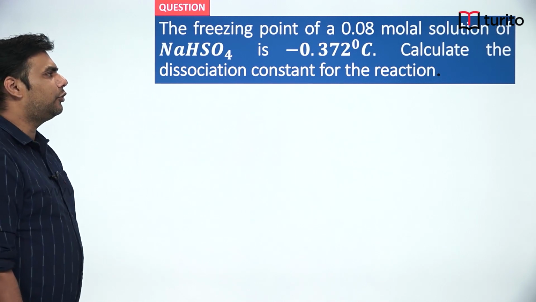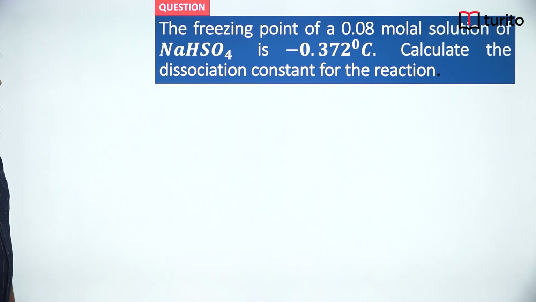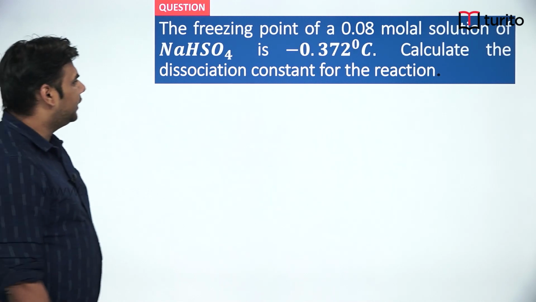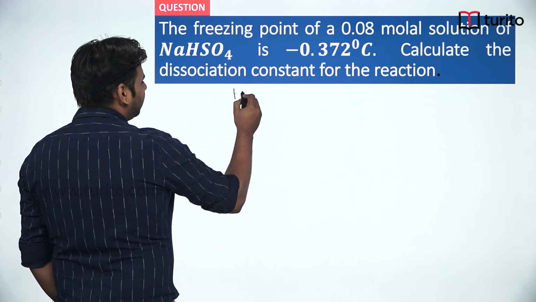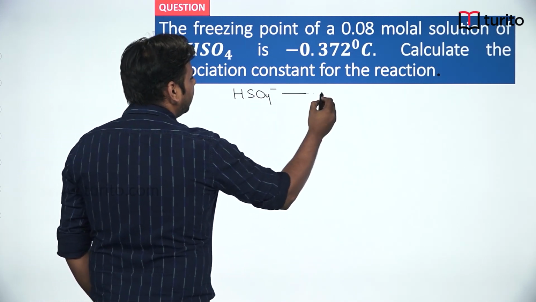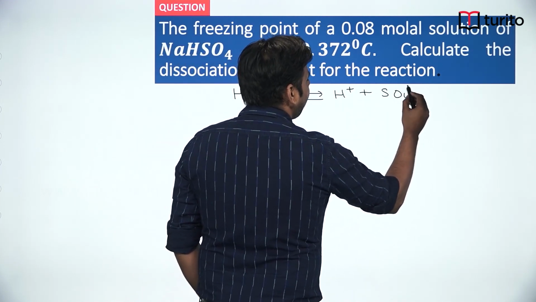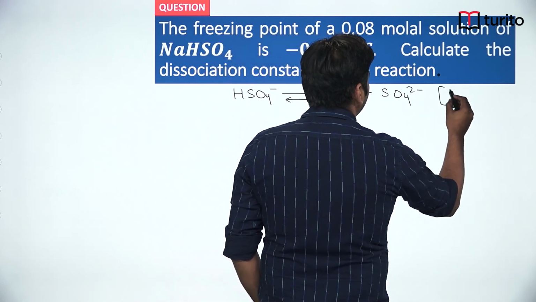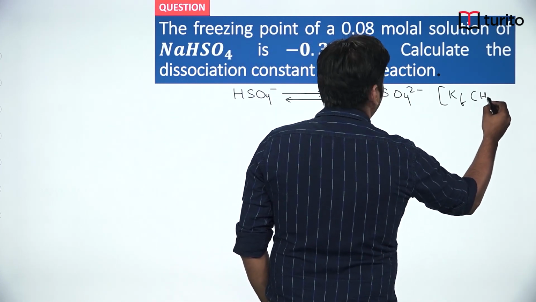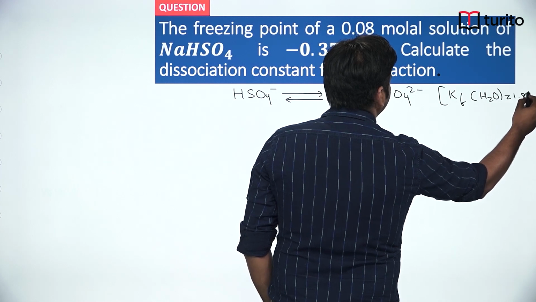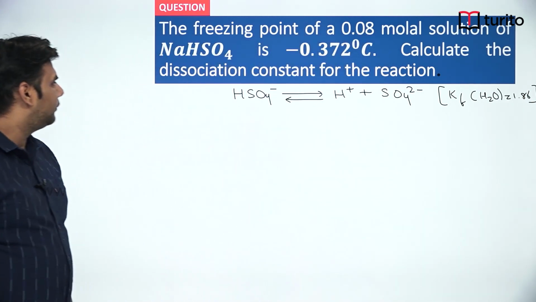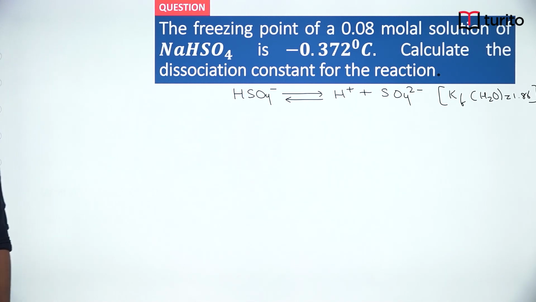Okay, so this says that the freezing point of a 0.08 molar solution of NaHSO4 is minus 0.72 degrees Celsius. Calculate the dissociation constant for the reaction. This was the reaction. So we have to find out the dissociation constant of this reaction. Okay, Kf of water is 1.86 Kelvin kg per mole. Okay, so just try to solve this. I will give you 1 minute. Just try to think on the process, the steps that will be incorporated over here.